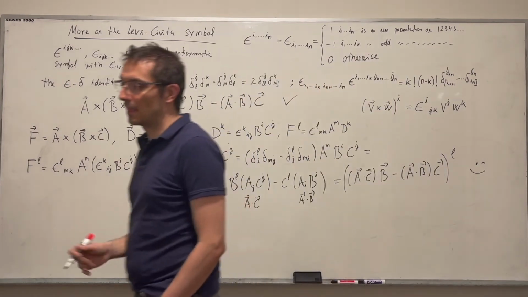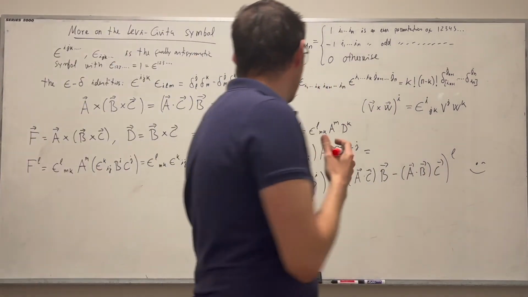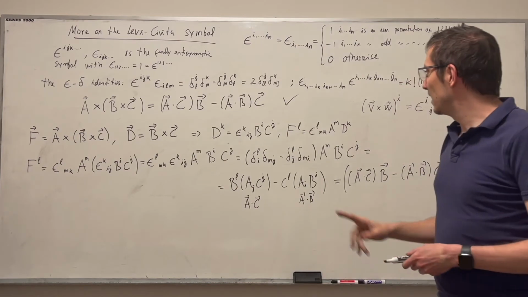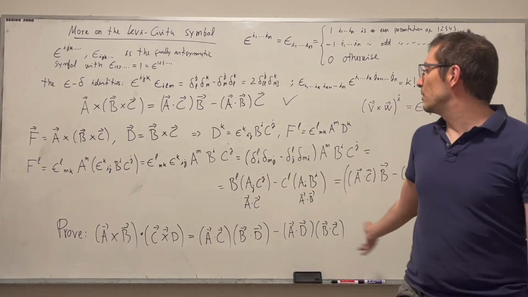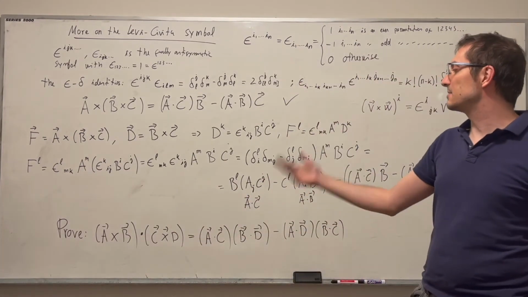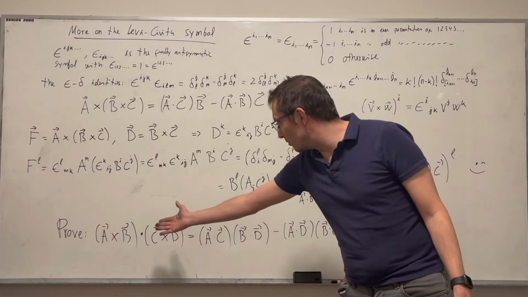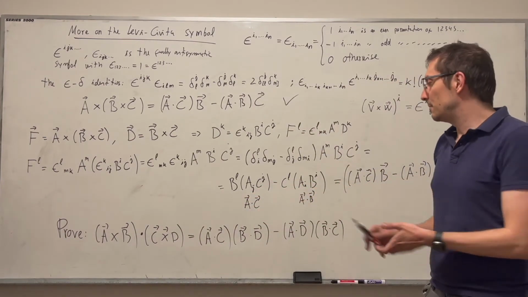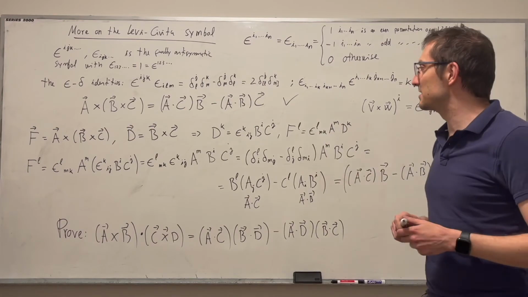Wonderful. Now, here's another identity for you to do for homework. Let me give it to you. This one you can use to practice. Also using the epsilon delta identities, prove this expression here. This could be nice practice with indices and things like this.